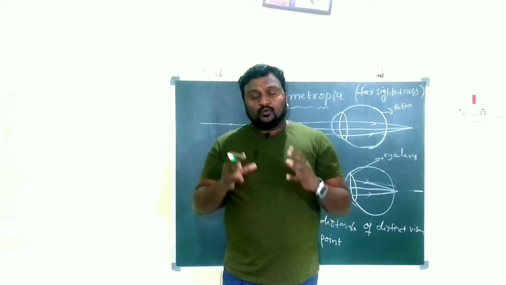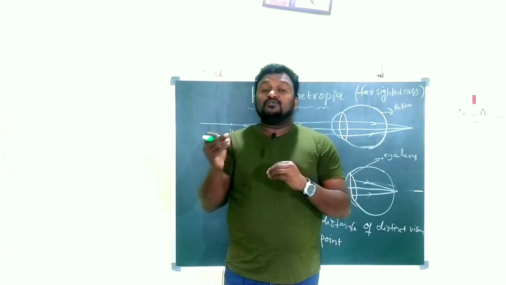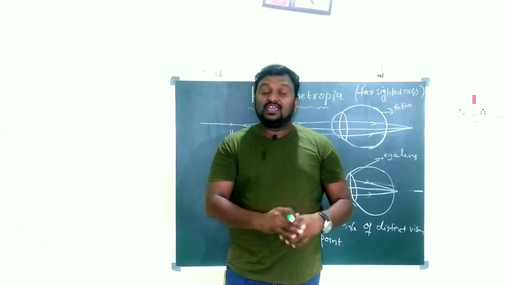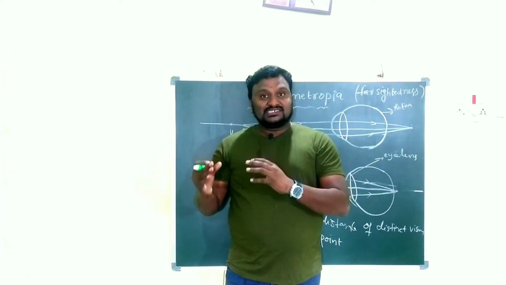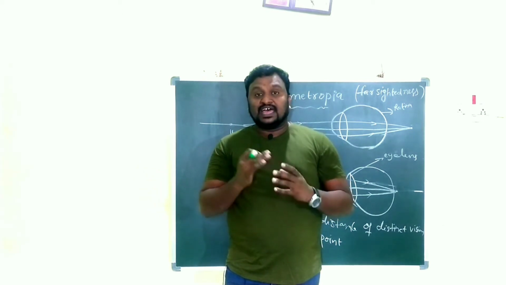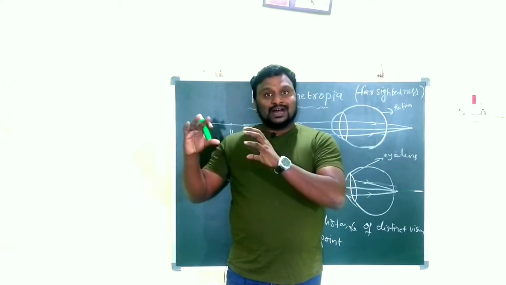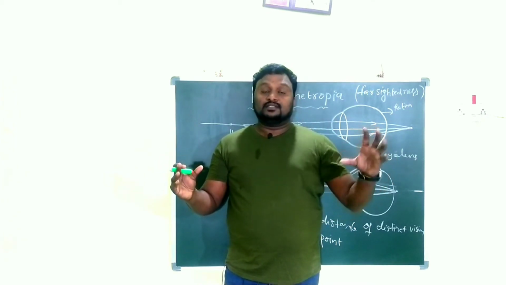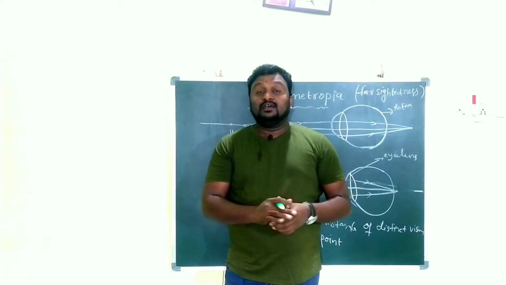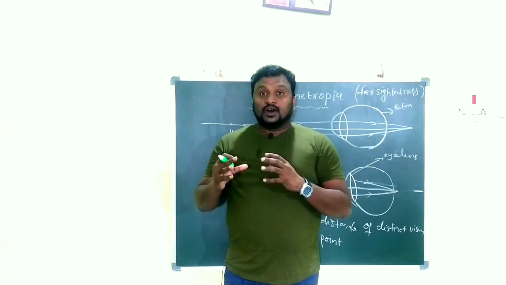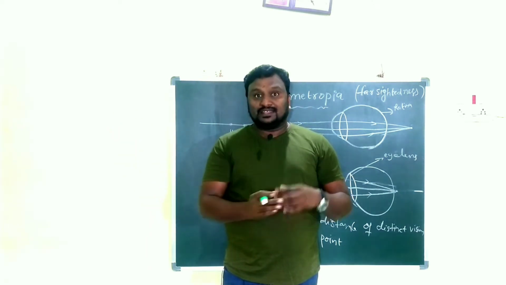We know that when the eye lens forms the image on the retina, only then is every person able to see the object clearly without any strain. Clear? We know that the eye lens maximum focal length is 2.5 centimeters and minimum focal length is 2.27 centimeters. So when the eye lens forms the image on the retina, only then are people able to see the object. Clear?